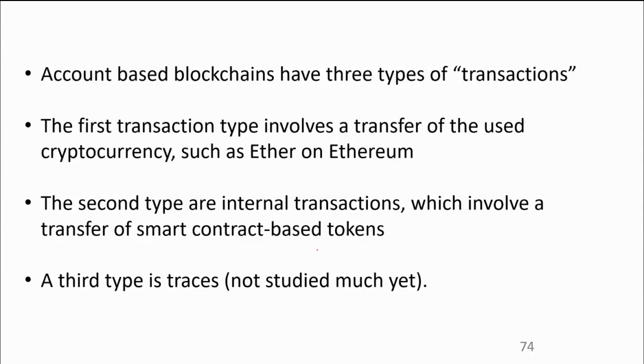In Ethereum and other account-based blockchains, we have different types of transactions. The first transaction type is the transfer of the used currency, which is Ether on Ethereum. Like Bitcoin on Bitcoin, we have Ether on Ethereum. So this is the native digital currency of the blockchain. That's the first type of transaction. And the second type of transaction, we have internal transactions, which involve a transfer of smart contract-based tokens from addresses to addresses. A third type is traces that I will not cover, and it's not much studied yet.